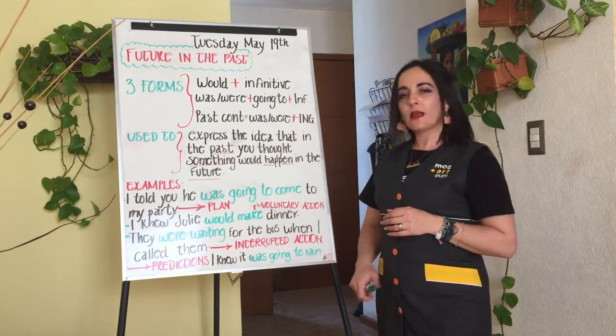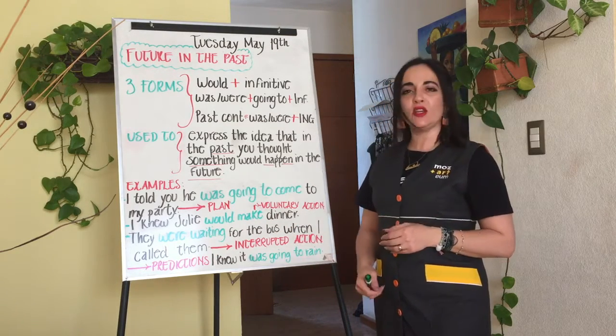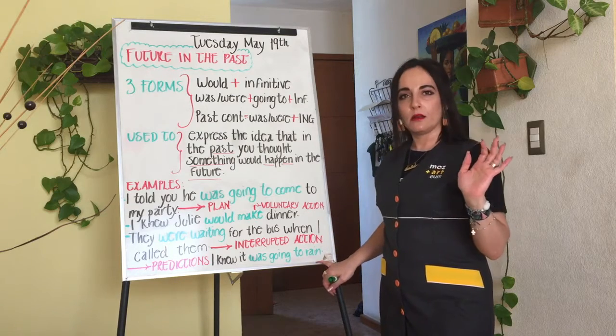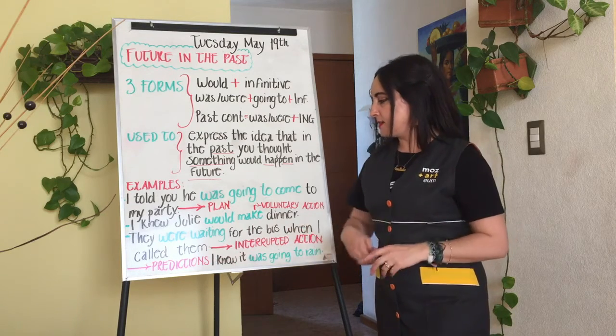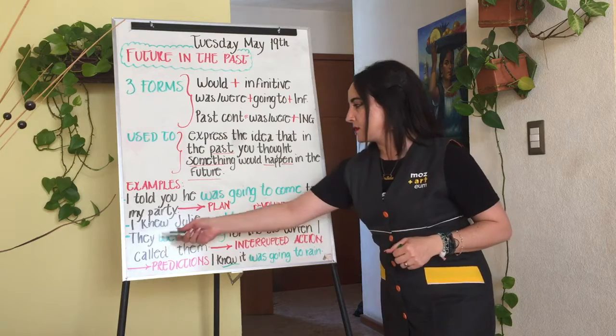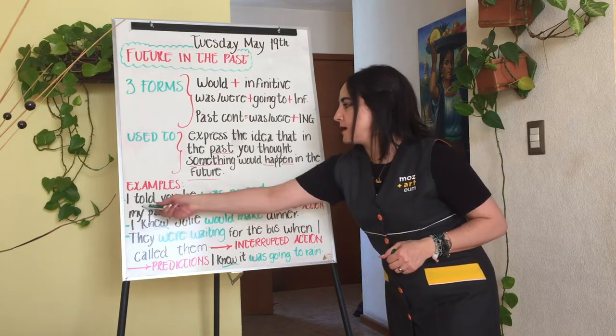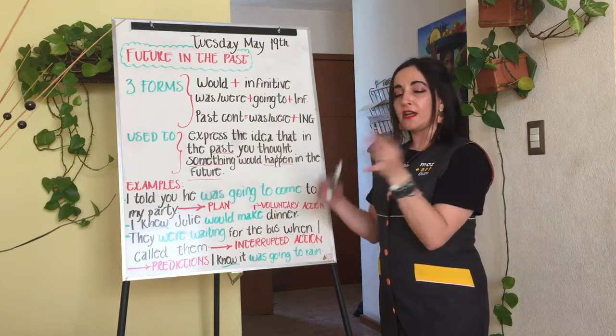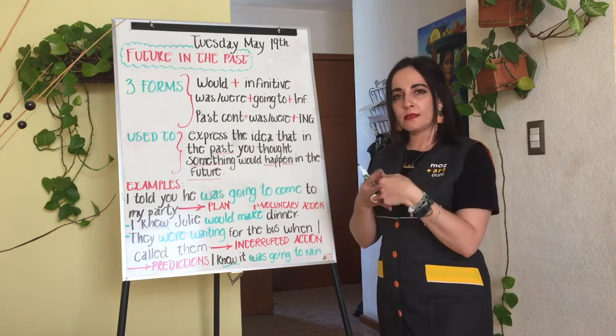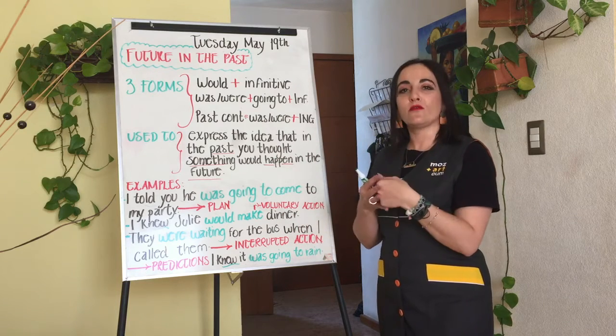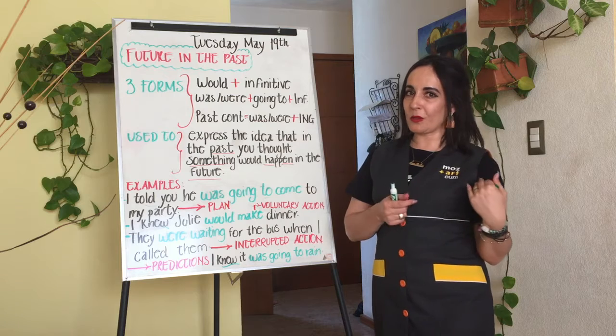And the last example are predictions. I knew it was going to rain. You knew, in all these cases, as you can see, here is the past tense, the past tense, the past tense, but you have another sentence that completes that structure about the future in the past tense, okay?